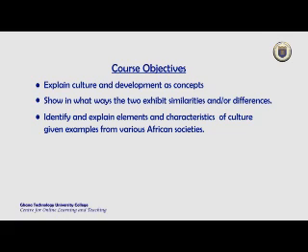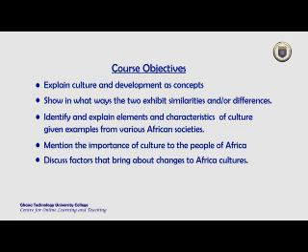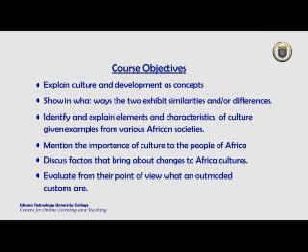Identify and explain elements and characteristics of culture, giving examples from various African communities. Mention the importance of culture to the people of Africa, and discuss factors that bring about changes to African culture. Lastly, I expect you to evaluate from your own point of view what outmoded customs are.